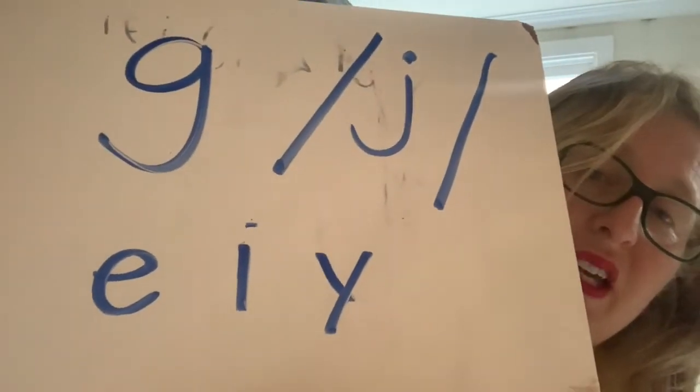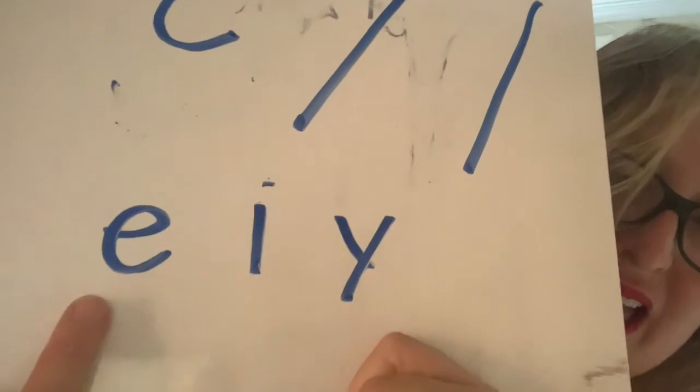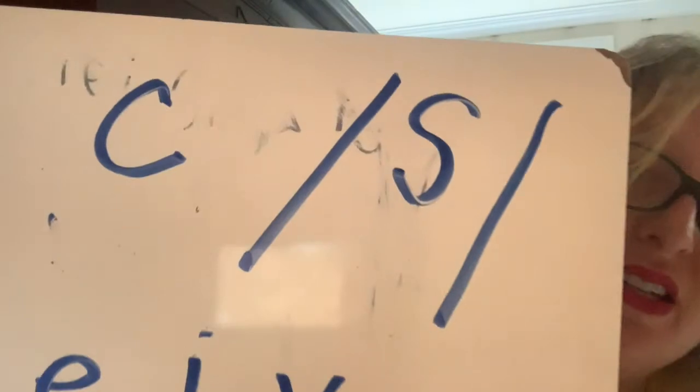Now the same thing is true in a different way for the letter C. If the letter C is followed by an E, an I, or a Y, it can sound like what? Do you remember from a lesson two lessons ago? When a C is followed by a vowel like an E, an I, or a Y, it sounds like a snake.